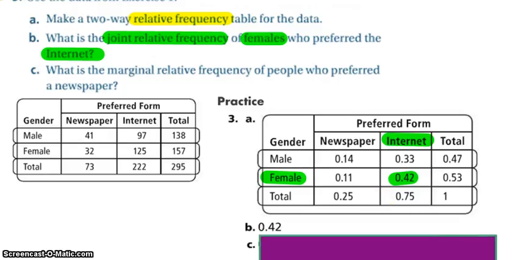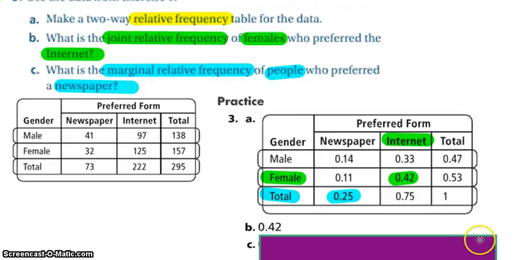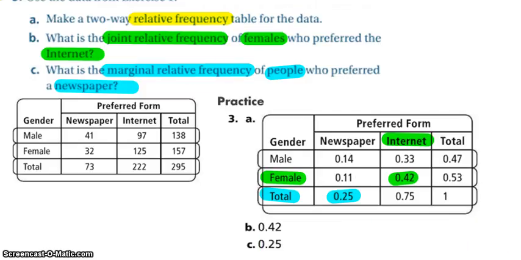And then we're looking for the marginal relative frequency of people who preferred a newspaper. So marginal is going to be total. People who preferred a newspaper is right about 1/4 or 0.25.